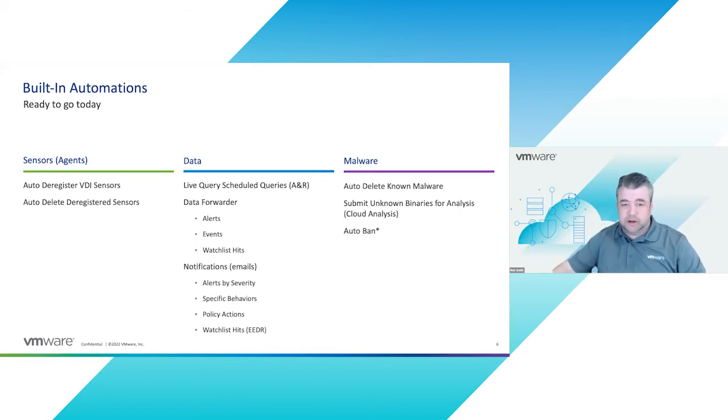Lastly, for the built-in items, malware. The first two are not actually enabled by default. I do want to mention these, especially because you may want to toggle these on. Auto delete known malware, and you can set a time frame for when that auto delete occurs. In professional services, we do typically recommend that you set this if you're not yourself manually deleting things.